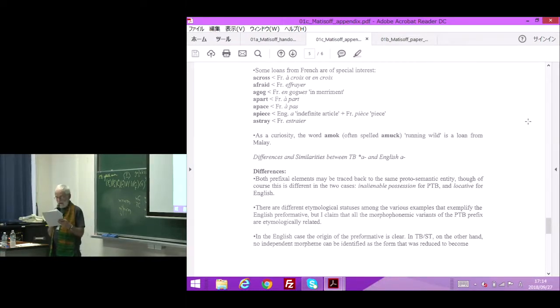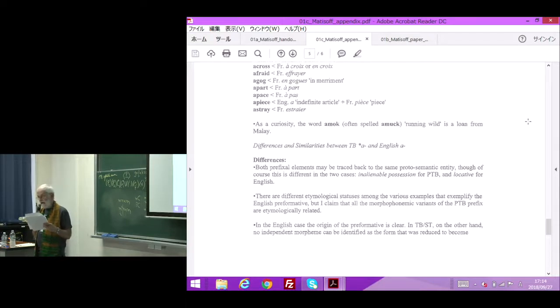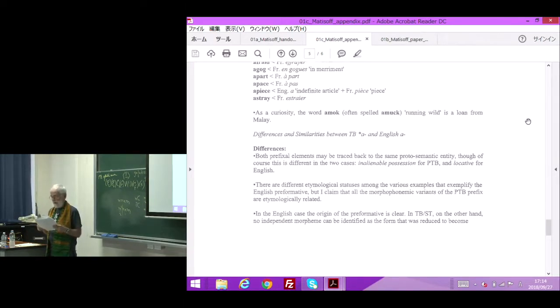There are different etymological statuses among the various examples that exemplify the English preformative, so they don't all come from the same source, but I claim that all the morphophonemic variants of the Tibeto-Burman prefix are etymologically related. In the English case, the origin of the preformative is quite clear, comes from at or on, but in Tibeto-Burman, Sino-Tibetan, no independent morpheme can be identified as the form that was reduced to become a.